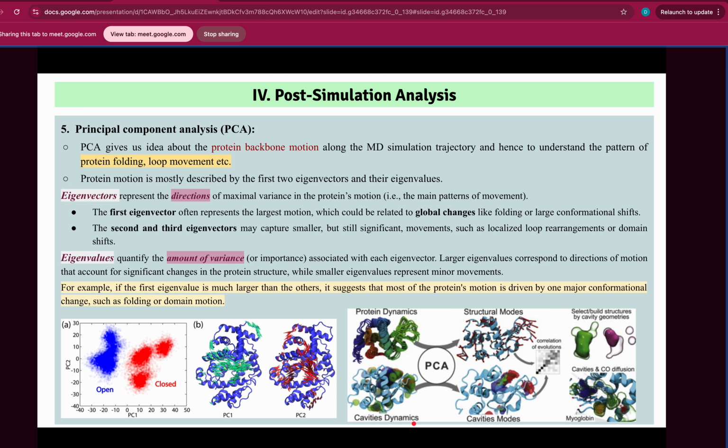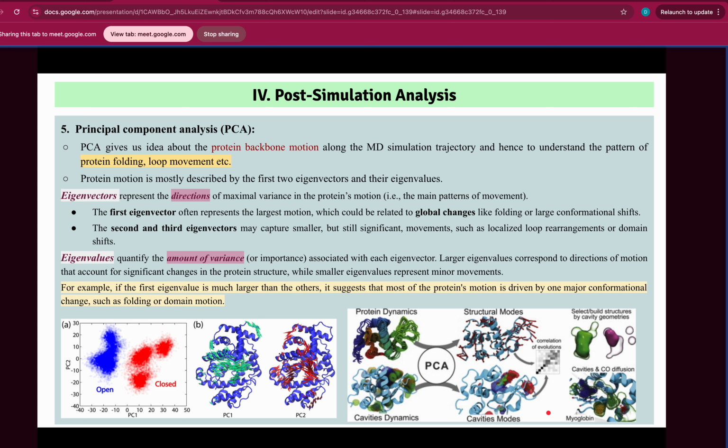Then cavity dynamics, so we can also see how the cavities are changing. PCA will tell you about different cavity modes, that is, what different orientations your cavity is taking. A cavity is like a binding site, where the ligand binds. There are certain cavities in the protein structure. Those changes you can study, and with PCA you will be able to handle the different features.